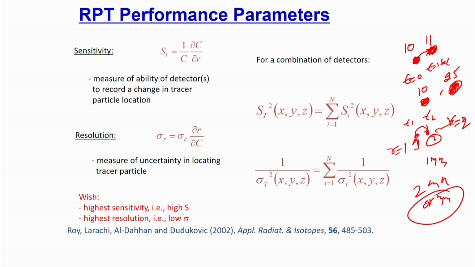If the uncertainty of locating the particle is 2 mm, I will be able to say there is a change in the particle position with confidence only if it is more than 2 mm. So, within 2 mm, if it is moving somewhere, I do not know whether the particle is moving or not. Okay. So, that is the way resolution is defined. The other way, you can say it is the uncertainty of locating the tracer particle. You can also define it as the minimum distance between two subsequent positions of the particle which can be recognized as two different positions.